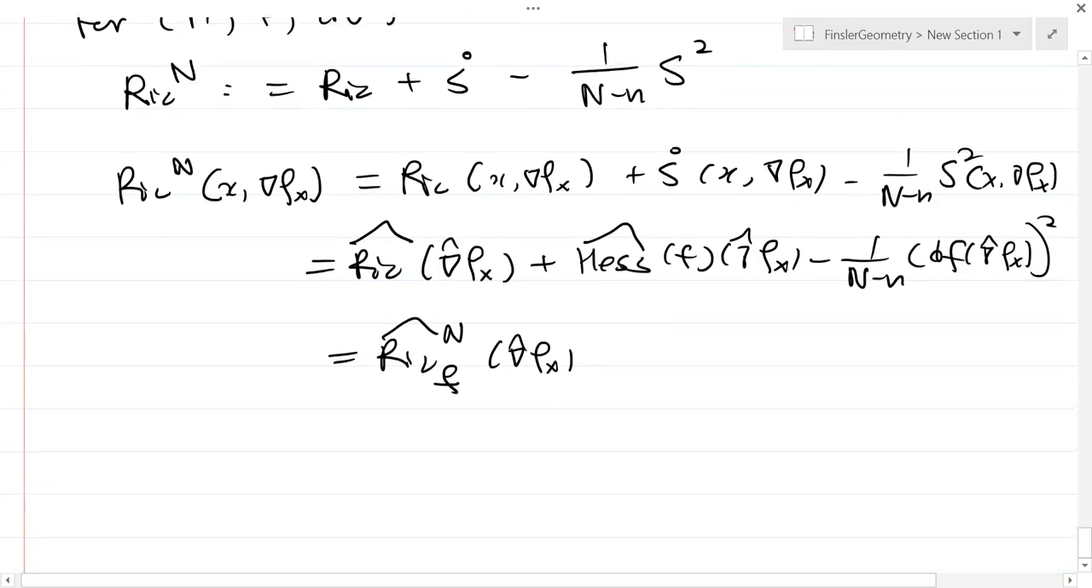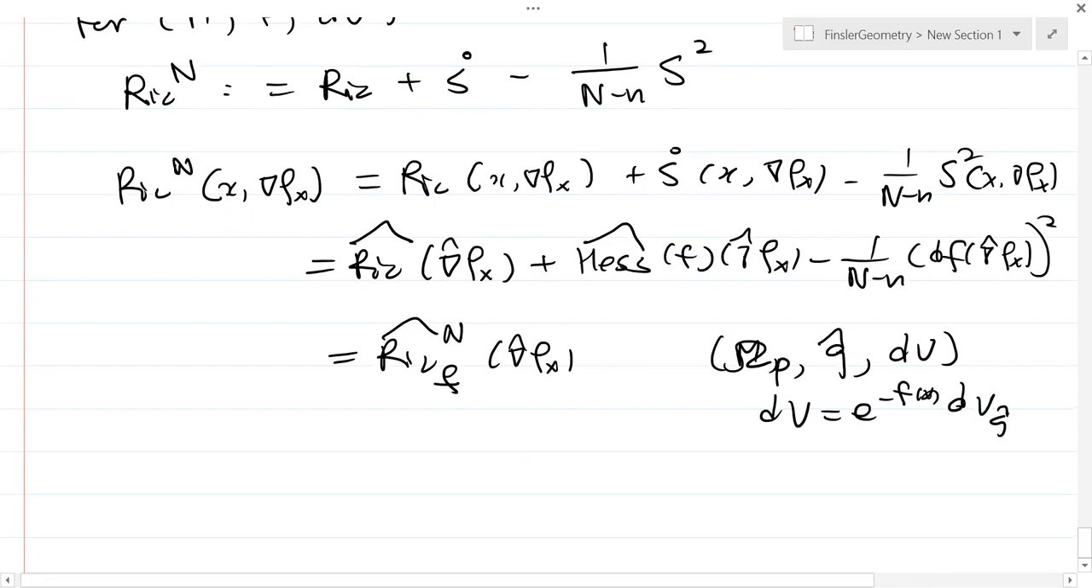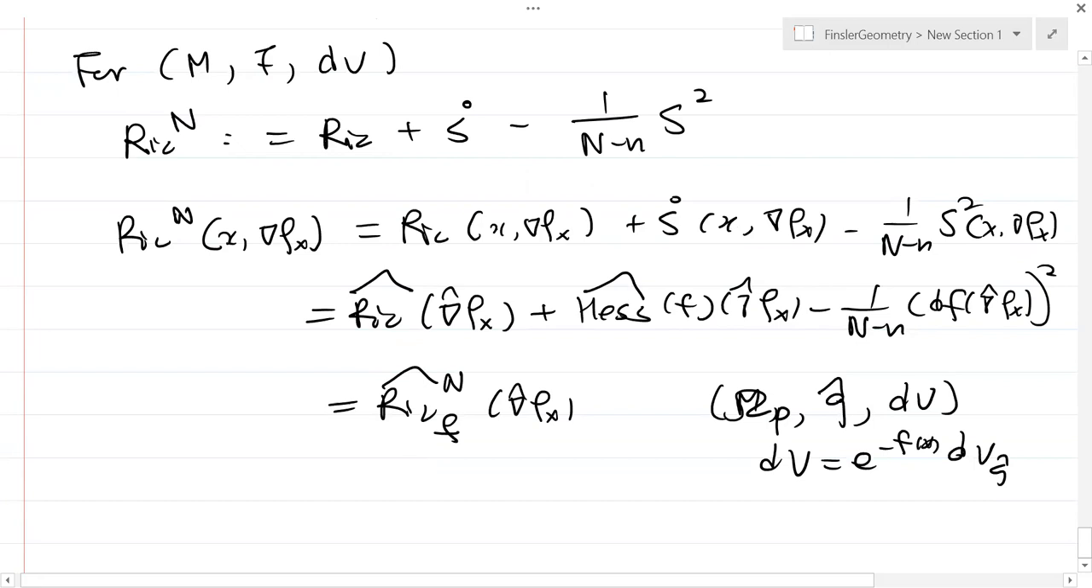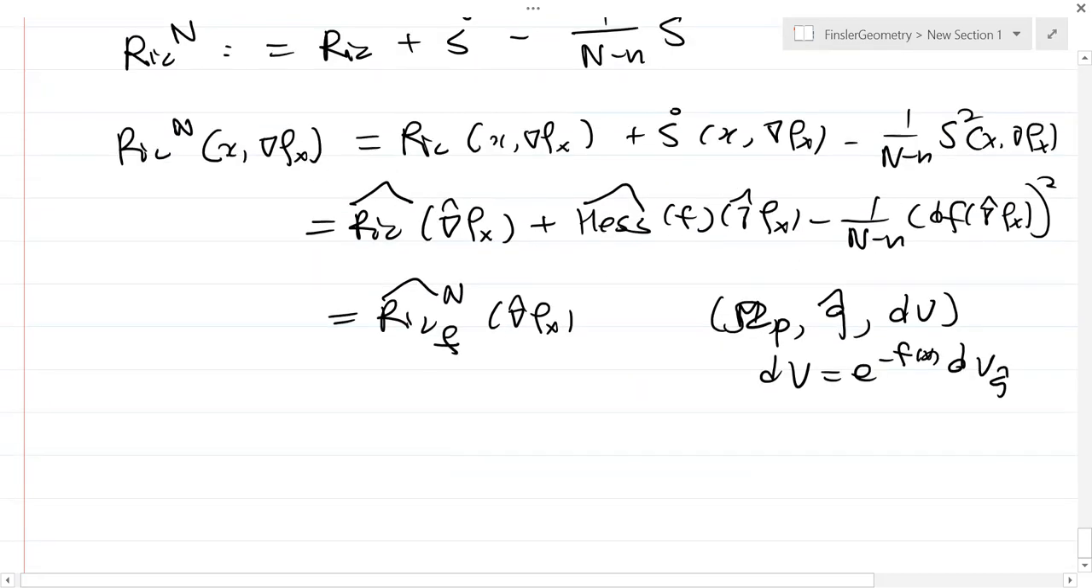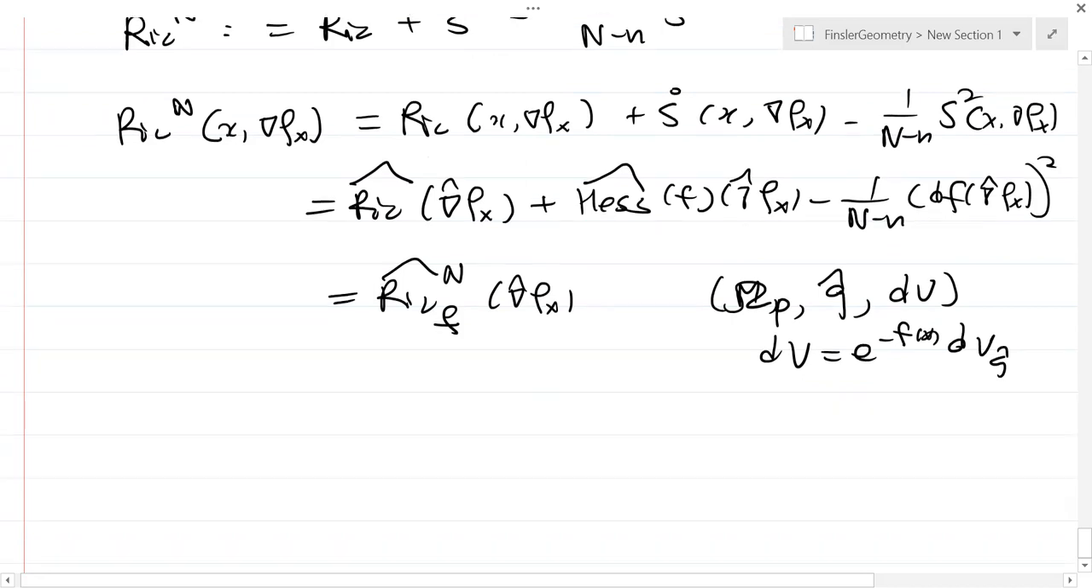This is the weighted Ricci curvature in Riemannian geometry, with respect to omega p here, and the g hat, and the df. So df is e to the negative f times dv hat. You see, I translate all the notions on the Finsler manifold to familiar notions on a Riemannian manifold with an arbitrary volume form.